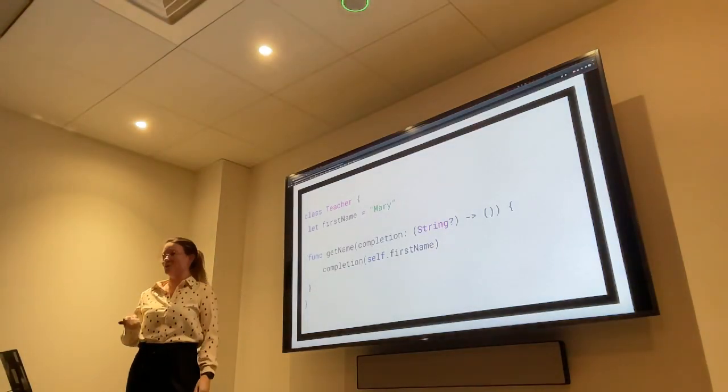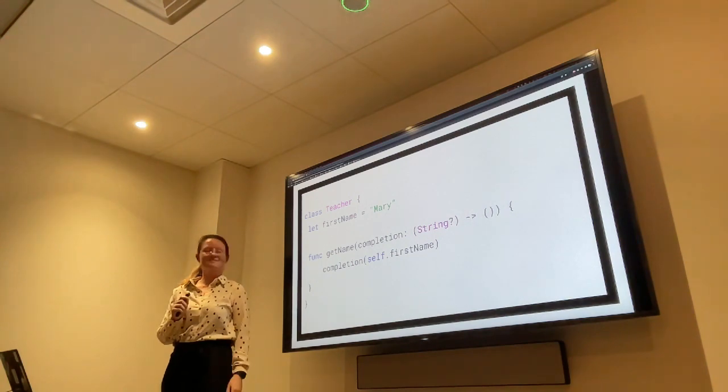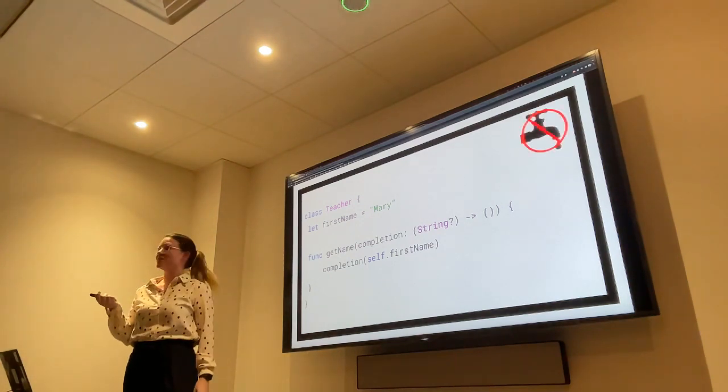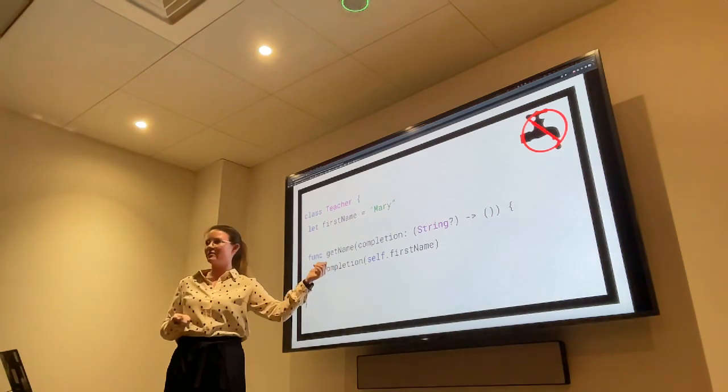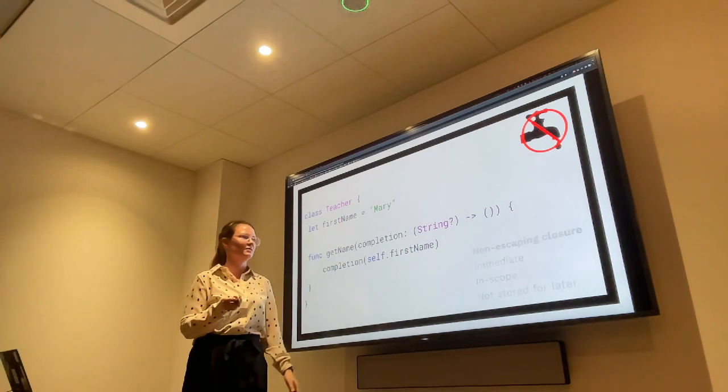Okay, last example for you. Does this code leak? No? Callum's saying no. Okay, this does not leak. The question is why? Because we have a closure, we have a strong reference to self, and we don't have weak self. What's going on?